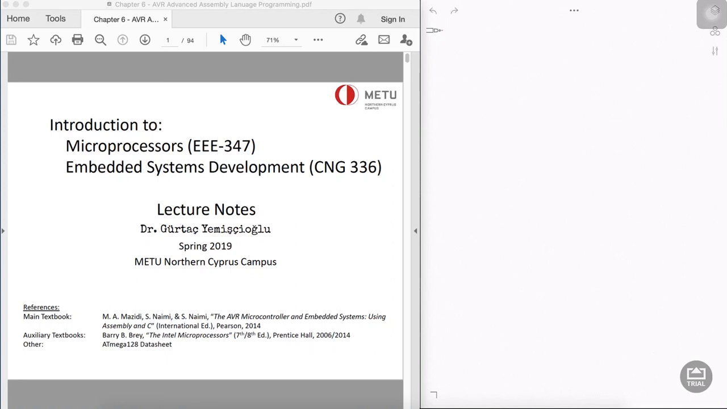Hello everyone. In today's lecture, I would like to talk about the addressing modes. So addressing modes, the instruction formats, and the advanced assembly are the major topics in this chapter, and we are going to cover these today.